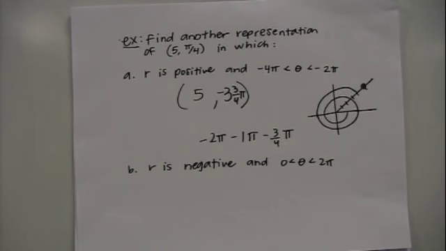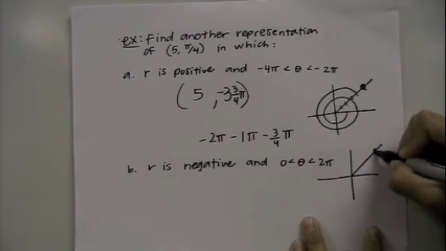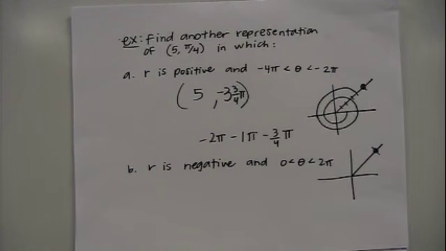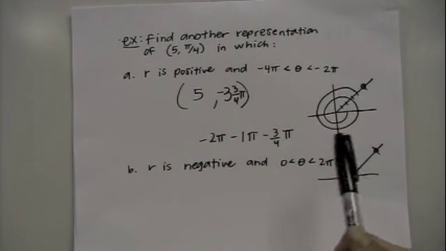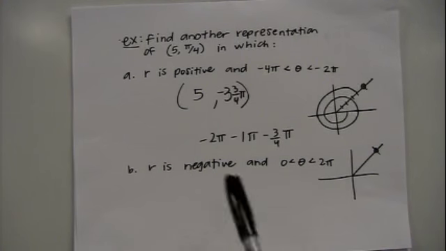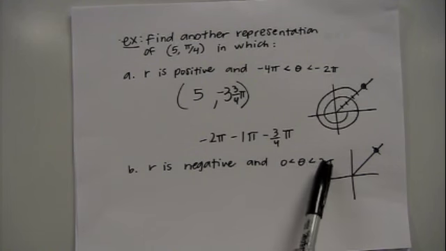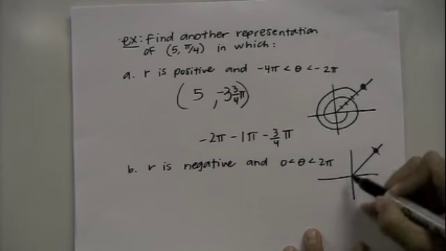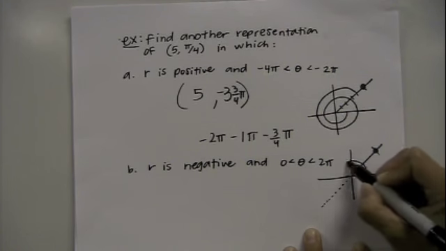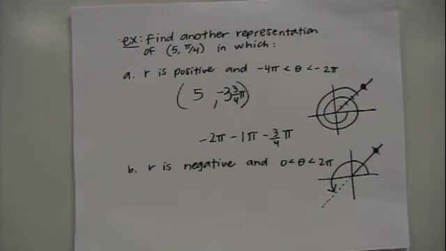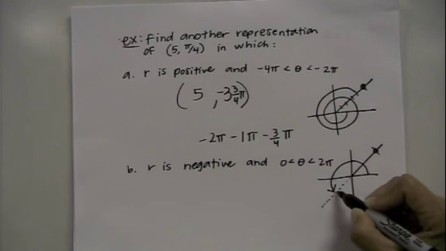For part B, again, we're going to do the same thing. If you have your point right here, again, you're out 5. This time we need to write a coordinate that represents that same point, but this time we want r to be negative and theta to be between 0 and 2 pi. So if I were to draw a line right there and think about it going this way, you're going to be going in the positive direction 1 pi and 1/4 of pi.